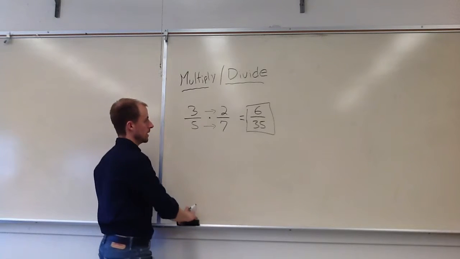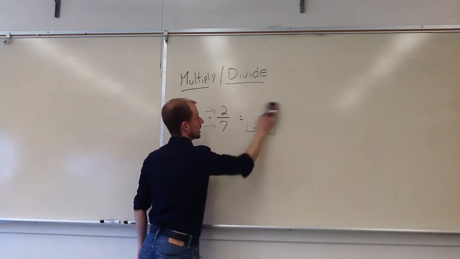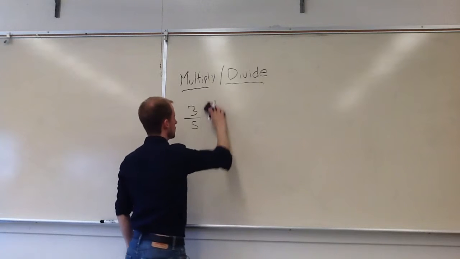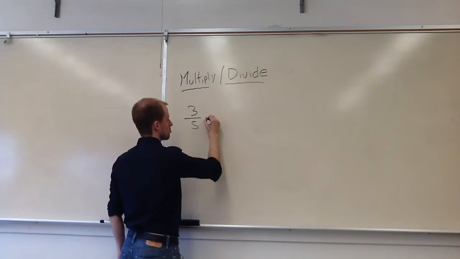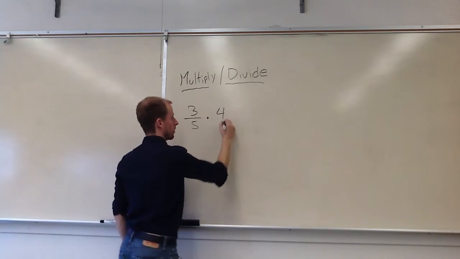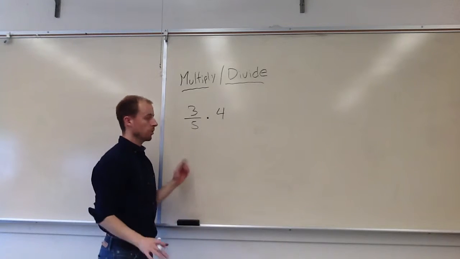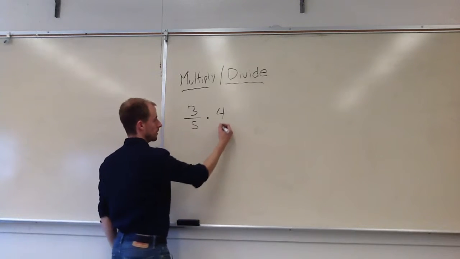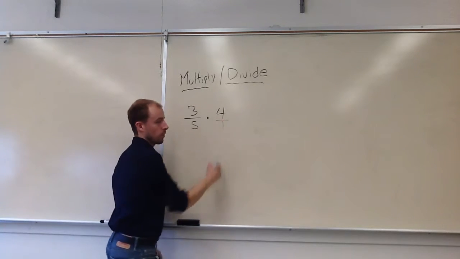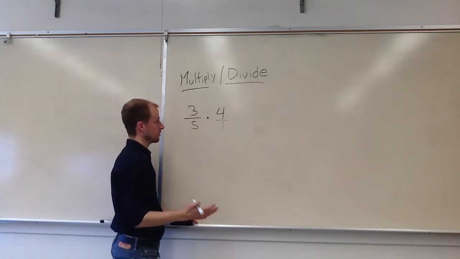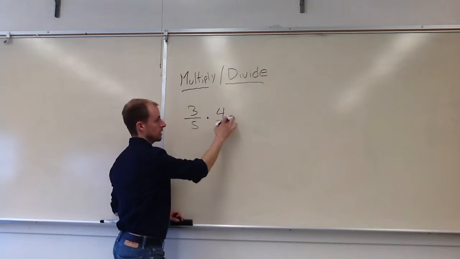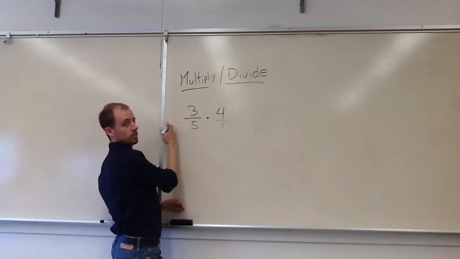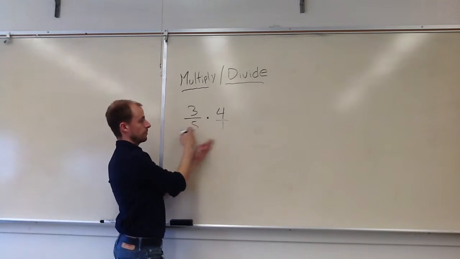All right? If you see something like this, let's say it was 3/5 times, I don't know, 4. Well, here's a fraction times what looks to be a whole number. But you can actually make this a fraction. You can just make it 4 over 1, because 4 divided by 1 is 4. So we haven't changed the value here. If you ever just see a number, you can make it 4 over 1.